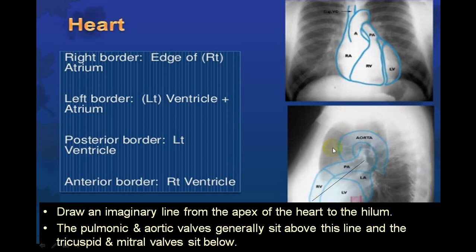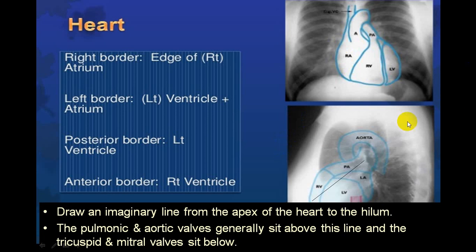So if I see the retrosternal space completely filled up, it will be by the RV. And if you see enlargement of the heart posteriorly, it will be by the LV. And the LA can be identified as a double atrial shadow over the right atrium.